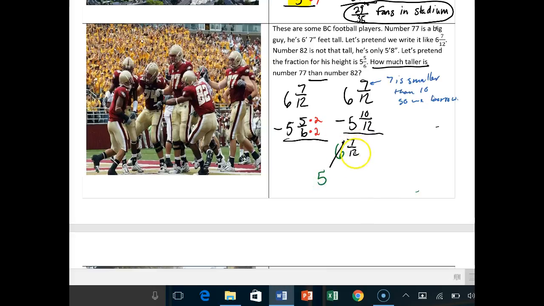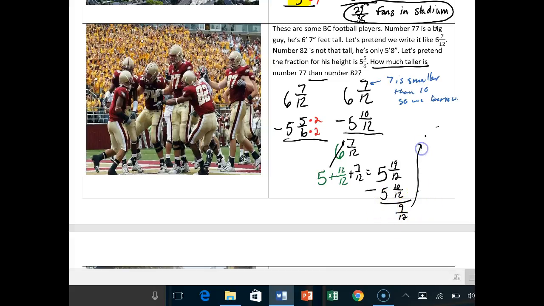And then the fraction that I borrow, I look at the denominator, it's divided into 12ths, right? So the 1 whole is going to be made up into 12 twelfths, plus 7 twelfths. And now we have our new fraction of 5, and 12 plus 7 is 19 twelfths. And now we can go ahead and subtract 5 and 19 twelfths minus 5 and 10 twelfths. In doing so, 19 minus 10 is 9. Keep the 12. 5 minus 5 is 0. We don't put a 0, so it's just 9 twelfths.